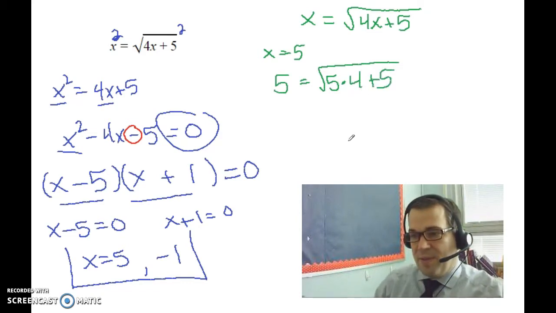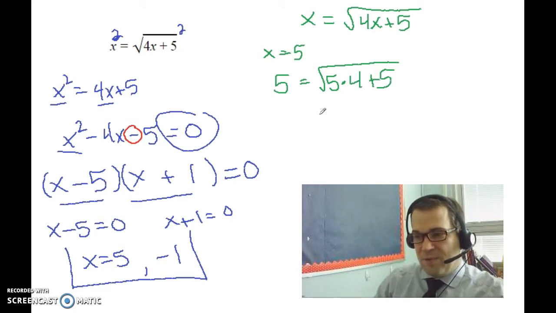Yes, I wrote that in the wrong order. I hope you're not upset about that. 4 times 5 plus 5 is 25. The square root of 25 is 5. 5 does equal 5, like it's supposed to. So that's correct.